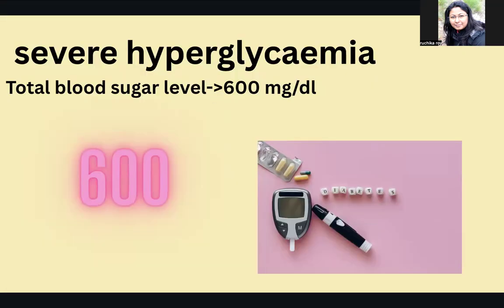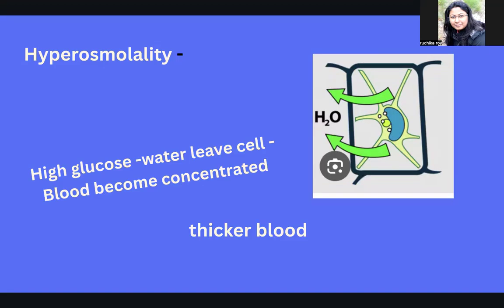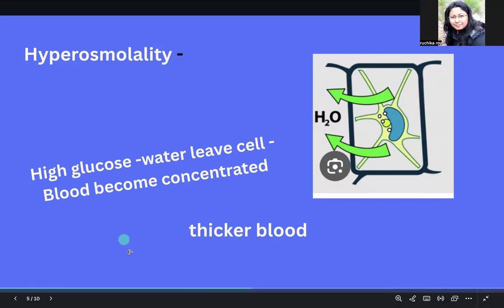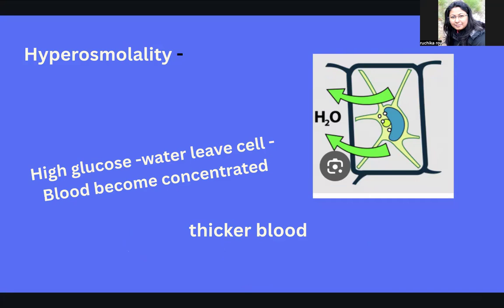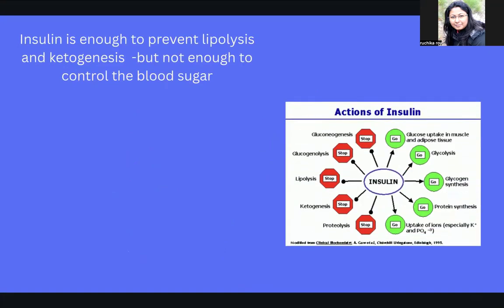Because of severe hyperglycemia, because of the high glucose, the water comes out from the cell and the blood becomes more concentrated and thicker. It becomes more and more thick. Because of hyperglycemia, as we know, glucose pulls the water. So whatever water is present in the cell leaves the cell, and the blood becomes more concentrated and thicker.